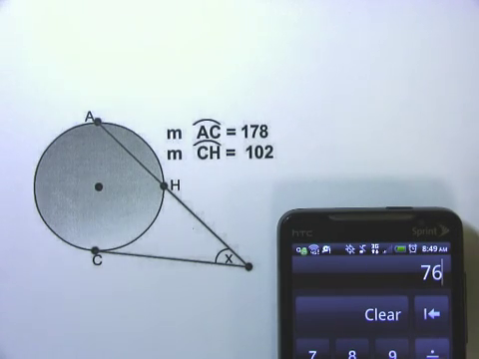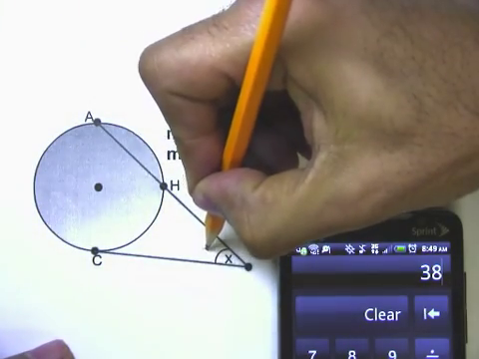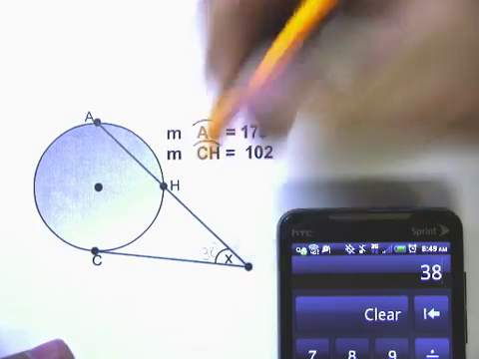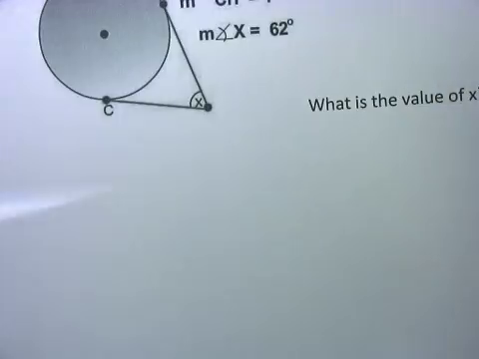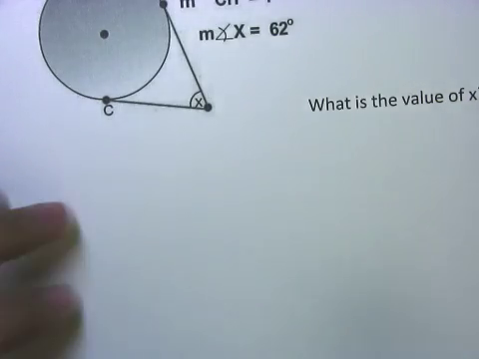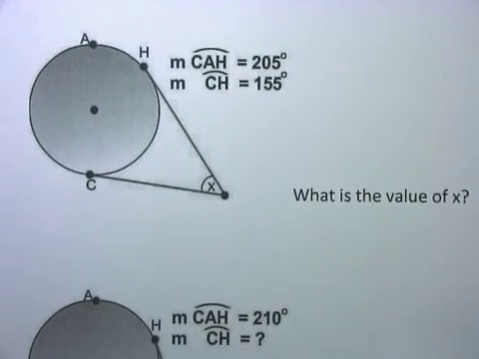So I have 178 minus 102. It's going to give me 76 degrees, and I'm going to divide by 2, and then it's going to give me 38 degrees. So the measure of angle X here is going to be 38 degrees.